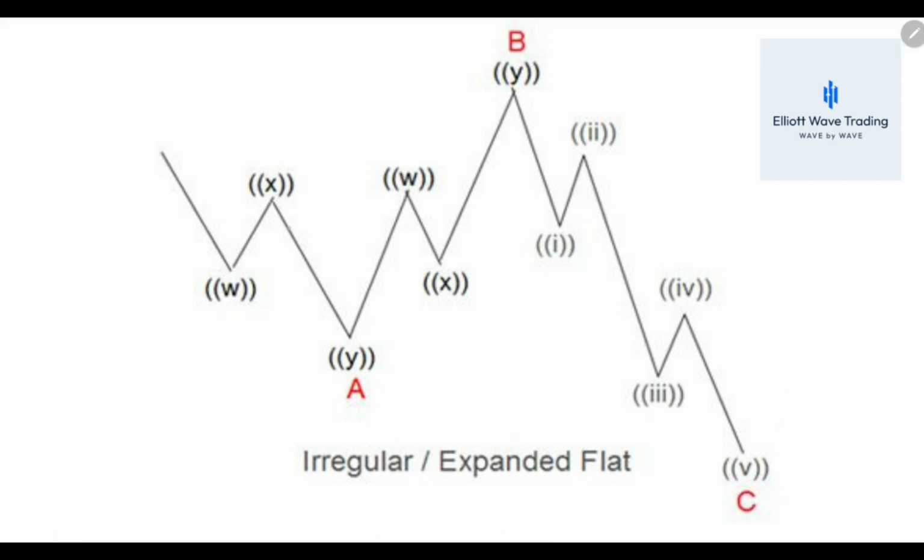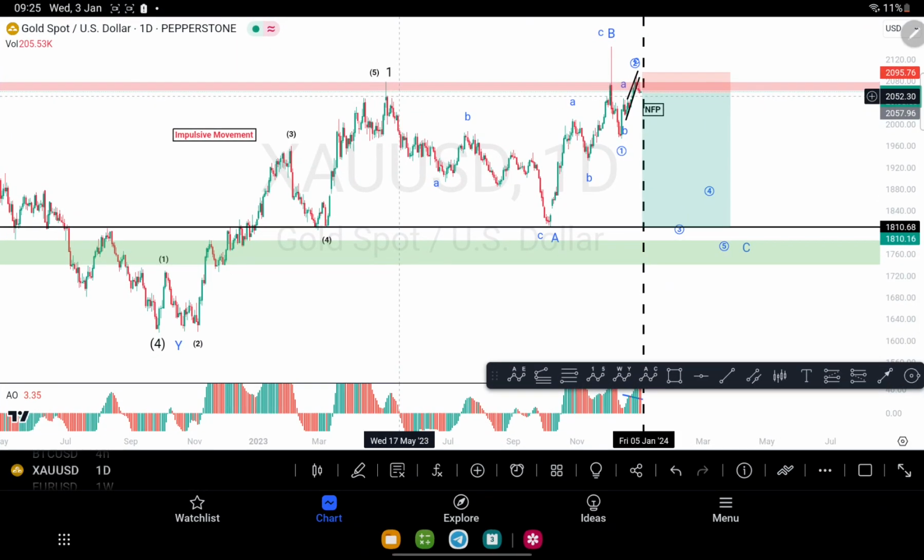Our leg A has three waves internally: wave A, wave B, wave C, or WXY. Our leg B also has three waves internally, and our leg C would have five waves internally. So 3, 3, and 5. That is what we are going for. Let's go back to the charts and see.